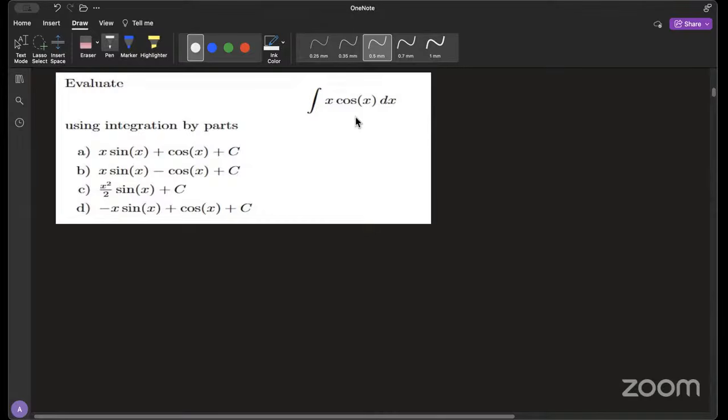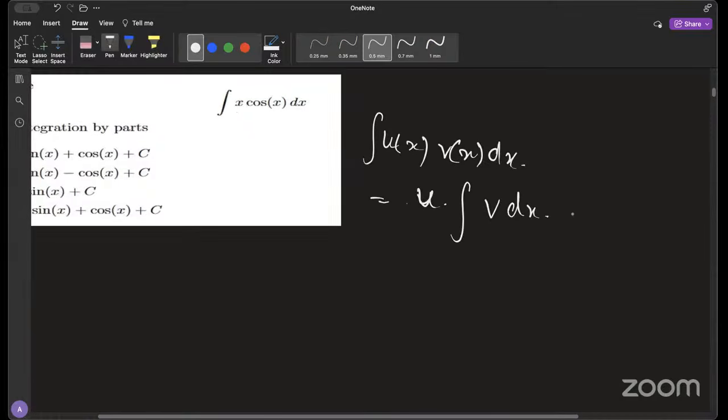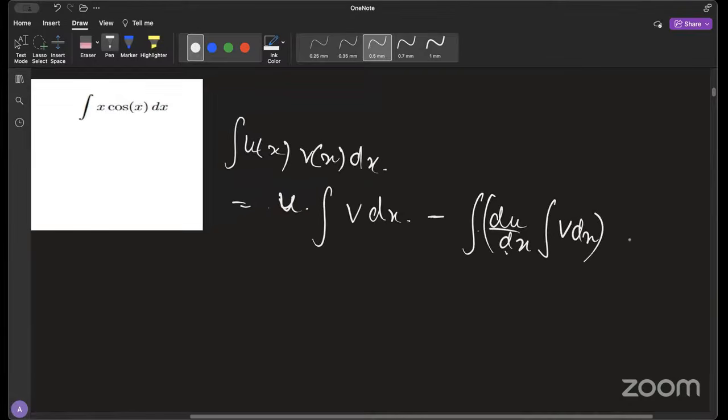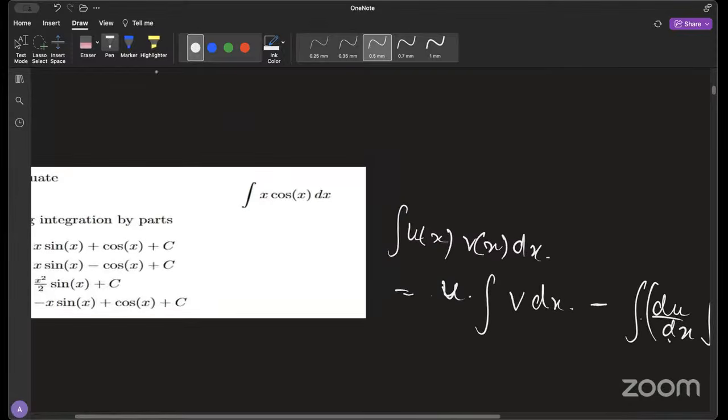So let's do this one here. You have x cos x, you have to use integration by parts. The formula for that is, if you have the integral of u v dx, this gives you u times the integral of v with respect to x, minus the integral of the derivative of u with respect to x times the integral of v with respect to x, and this entire thing with respect to x. Right? This is it.